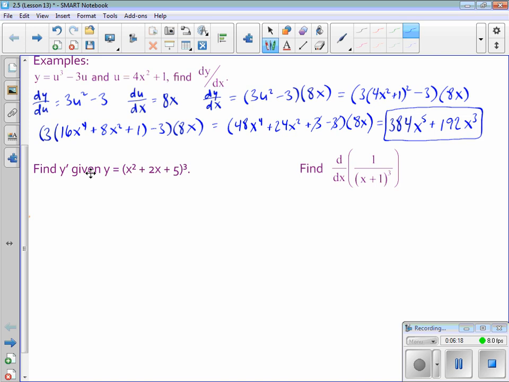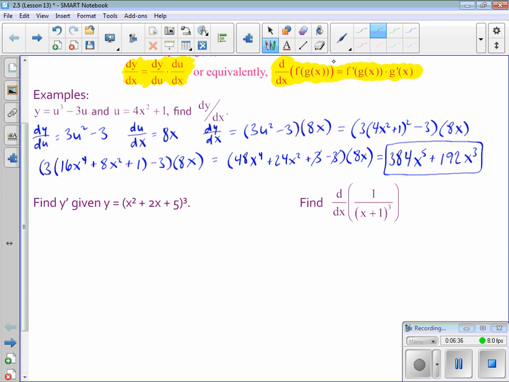We're going to try doing a similar thing with this one down here, except they don't lay things out as nicely for you for this one. So we're trying to find the derivative given that my y is equal to x squared plus 2x plus 5, all cubed. So what I'm going to use for something like this, I'm going to use this piece over here. So my outside function and inside function, I have to figure out which one's which here.